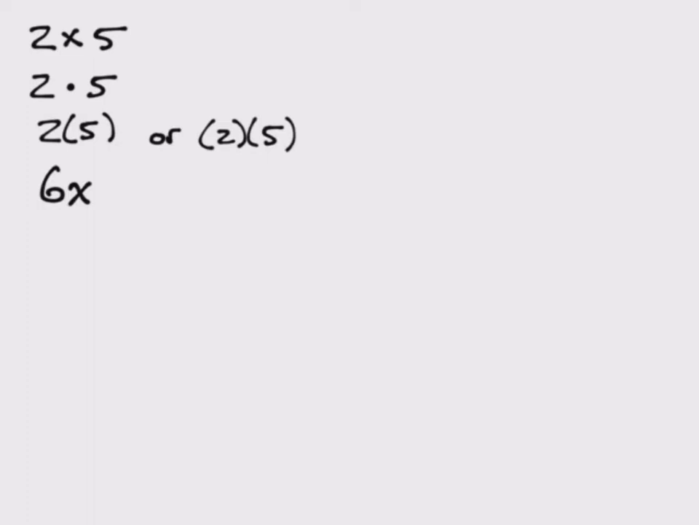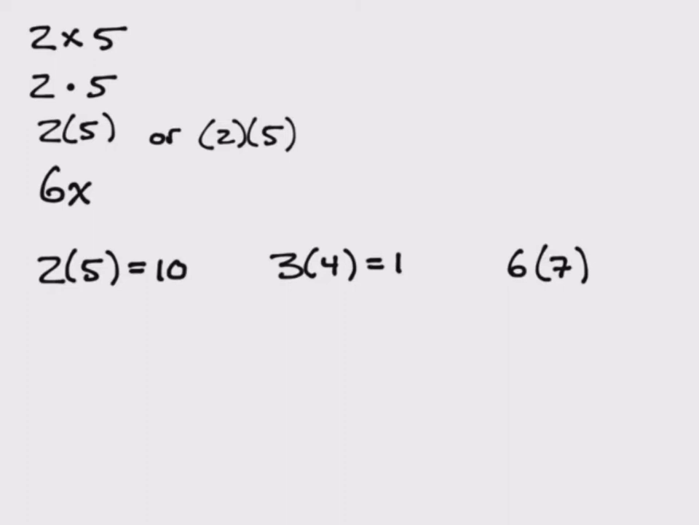So here are a few examples. 2 times 5, 3 times 4, and 6 times 7. Now, I'm sure that you already know that the product of 2 and 5 is 10, the product of 3 and 4 is 12, and that the product of 6 and 7 is 42.